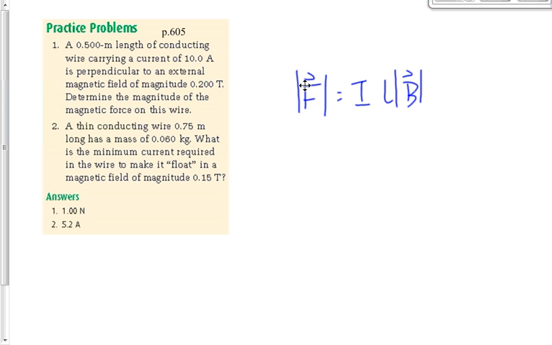Although we don't usually have to worry about it, there is this little perpendicular sign there as well that indicates that the wire has to be perpendicular to the magnetic field, otherwise all bets are off and this equation doesn't work.